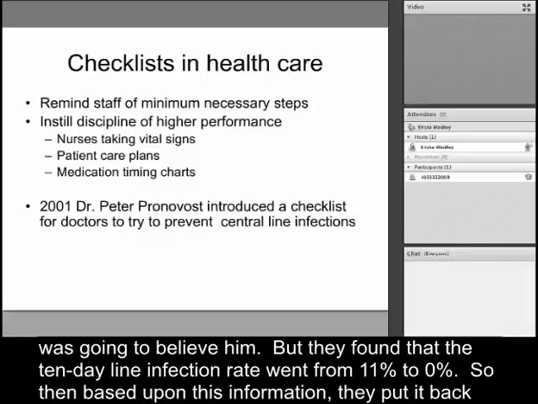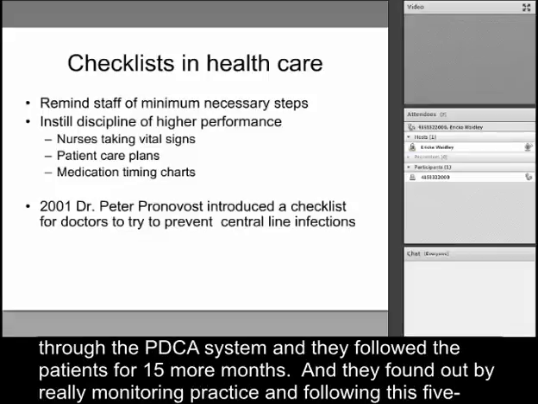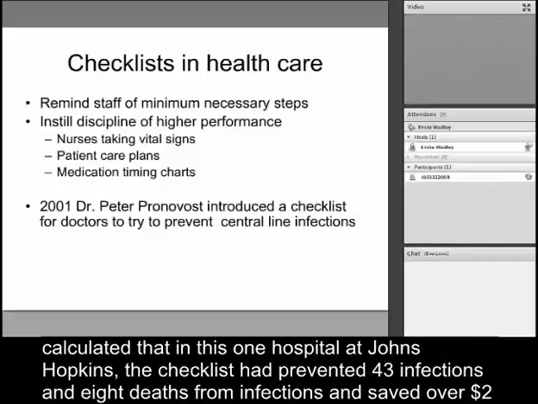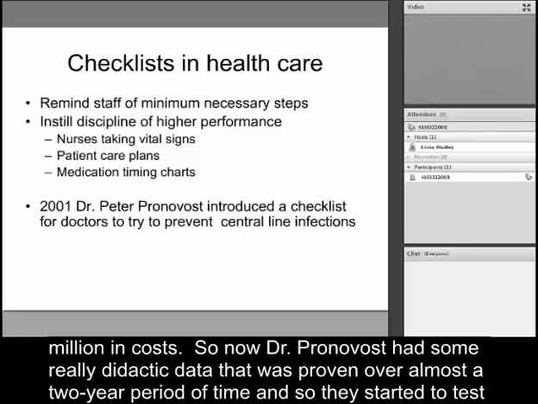So then, based upon this information, they put it back through the PDCA system and they followed the patients for 15 more months. And they found that by really monitoring practice and following this very simple 5-step checklist, but making sure that each one of the steps was performed, after 15 months they only had 2 line infections. They calculated that in this one hospital at Johns Hopkins, the checklist had prevented 43 infections and 8 deaths from infections and saved over $2 million in cost.